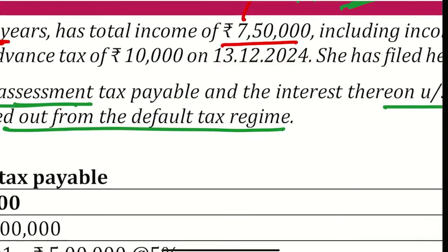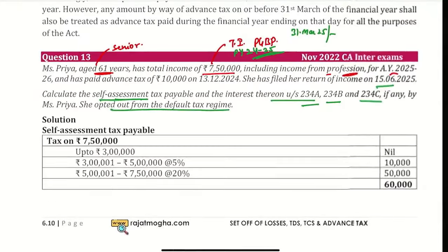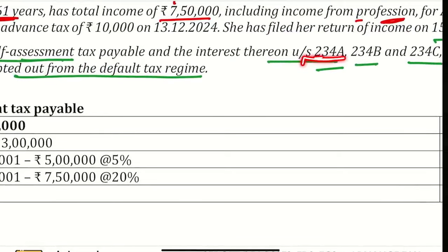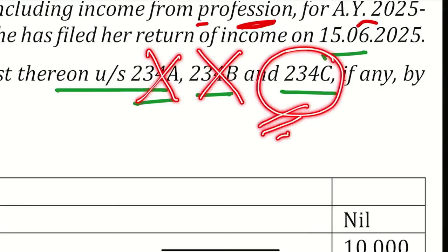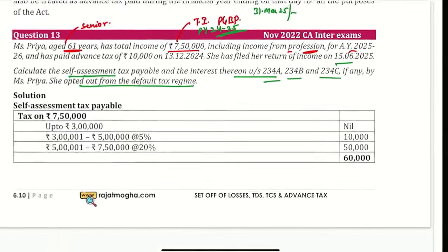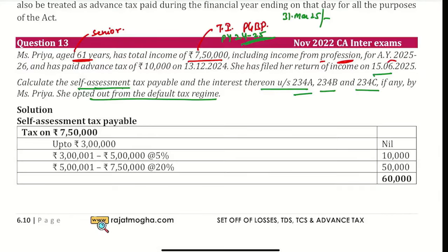December 24 is this year. She has not paid in June and not in September. She has paid somewhere in December. That's okay. She has filed the return of income on this date. Compute the self-assessment tax and the interest under 234A. I have not discussed 234A or 234B. We are more focused right now on 234C, which applies when you do not deposit your installments on time.